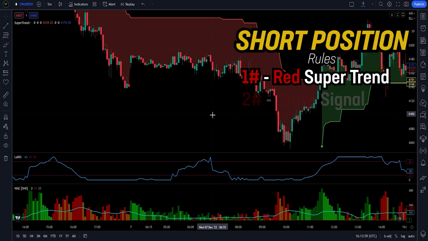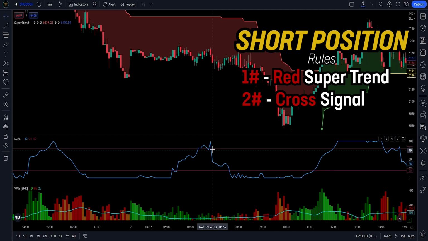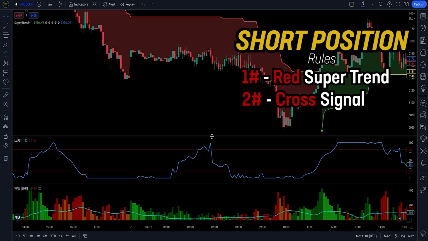Rule number 2, cross signal. Our Laguerre RSI line must cross this 80 level horizontal line from top to bottom, just like this. This is yet another reverse rule from our long position strategy, where the exact opposite applies.